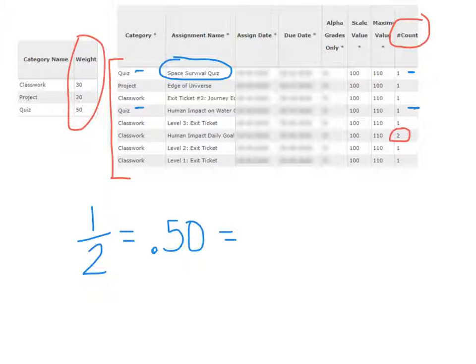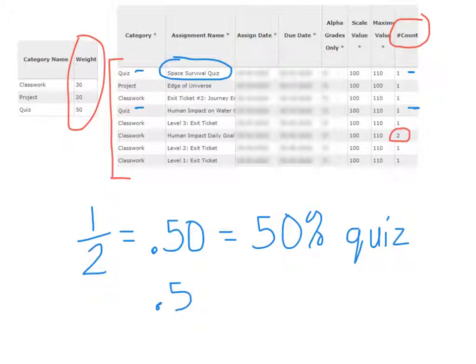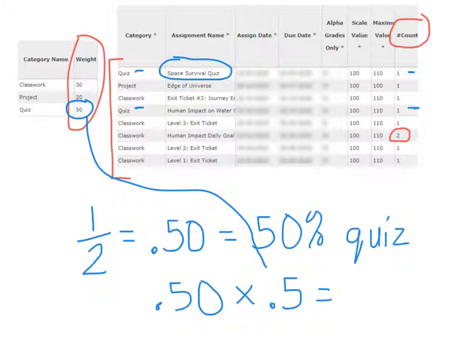So this is 50% of the quiz category. But what does that do to the overall impact? Well, it's 0.5, or 50%, times 0.5 here, because that is the 50 from here, you see. So 0.50 times 0.50 is 0.25. So this counts 25% of the overall.